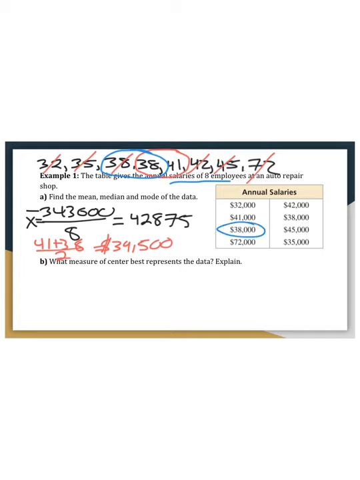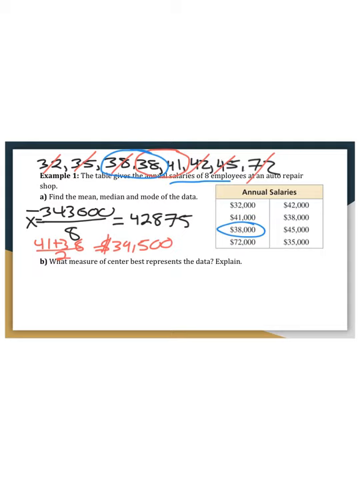All right, so just to recap here, we found our mean, x bar, by adding up all 8 numbers and then dividing by 8. And we got a mean of 42,875. For our median, we wanted to find the middle number. Because there were two middles, we averaged them, and we got 39,500. And then for our mode, we wanted to make sure we found the most often occurring value. Since 38 occurred twice, which is more than all the other numbers, we know that 38,000 is going to be our mode.